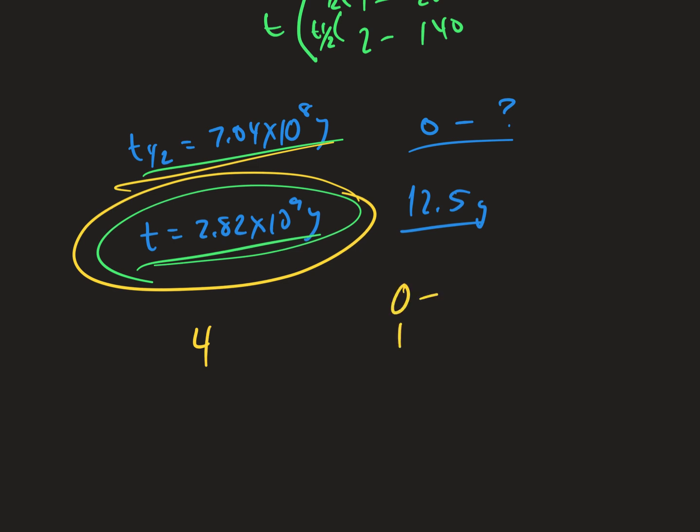So from 0, we're going to go 1, 2, 3, and 4. And after our 4th half-life, the amount is 12.5. Y'all with me? Okay? And so how do we get to here? Multiply it. Well, we just do the opposite. We don't cut it in half. We multiply by 2.